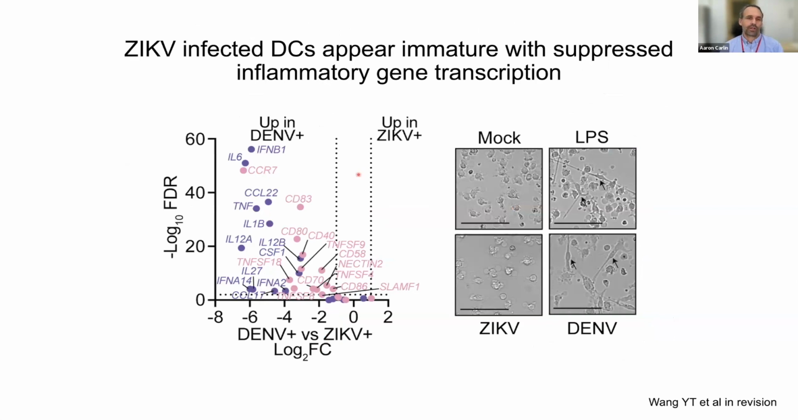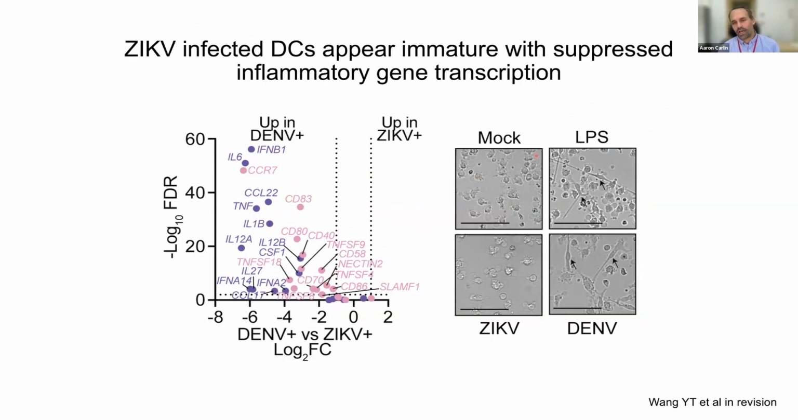And so if you look a bit closer at cytokines, which are in purple, or genes involved in co-stimulation in pink, all of these genes are really expressed at much higher levels in dengue virus positive infected DCs than they are in Zika virus positive DCs. So all of these are significantly upregulated.